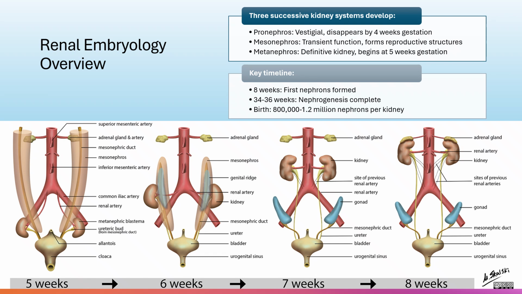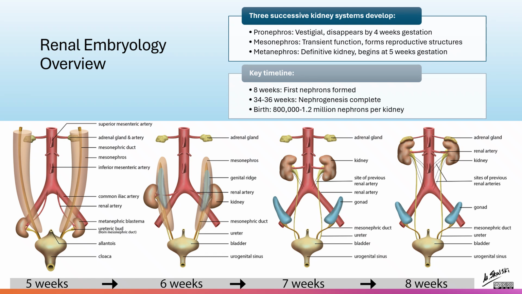The mesonephros serves a transitional role. It briefly functions as a primitive kidney, but more importantly, contributes to the development of reproductive structures. This shared embryologic origin explains why renal and reproductive anomalies frequently coexist, a clinical pattern worth remembering when evaluating infants with congenital anomalies. The metanephros becomes the permanent kidney, beginning its development at 5 weeks gestation.